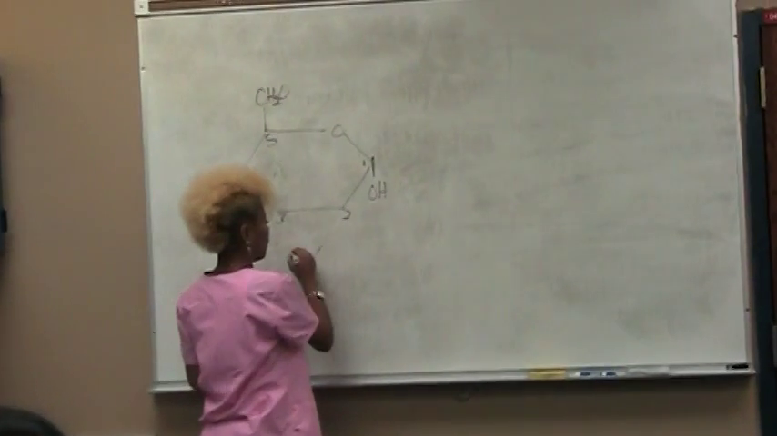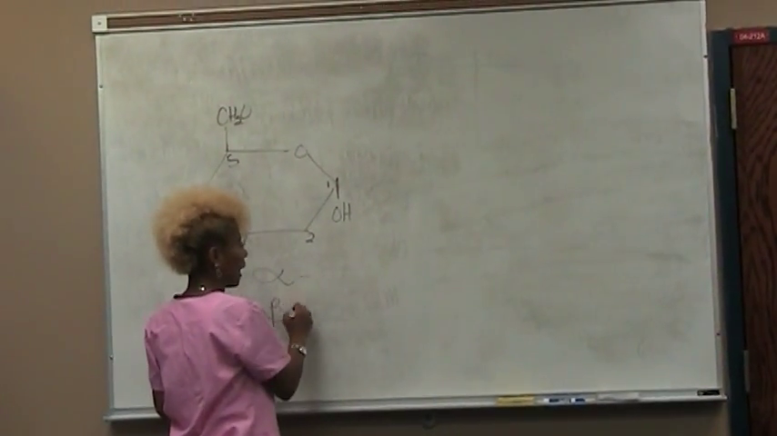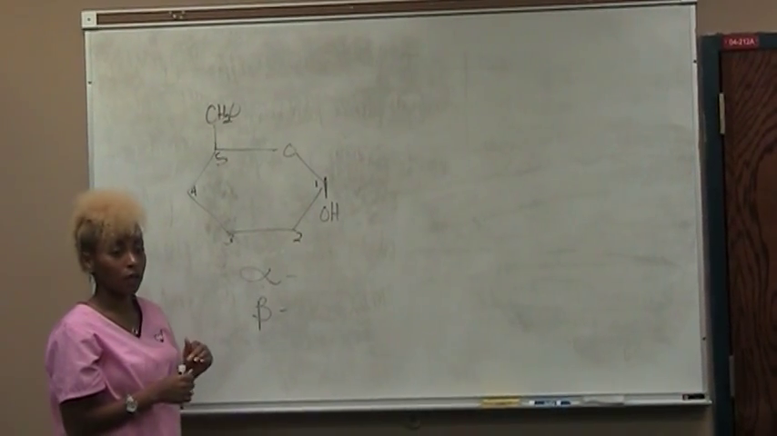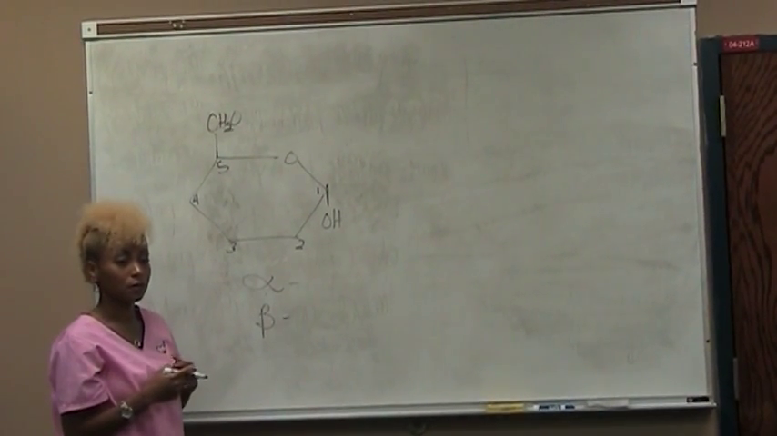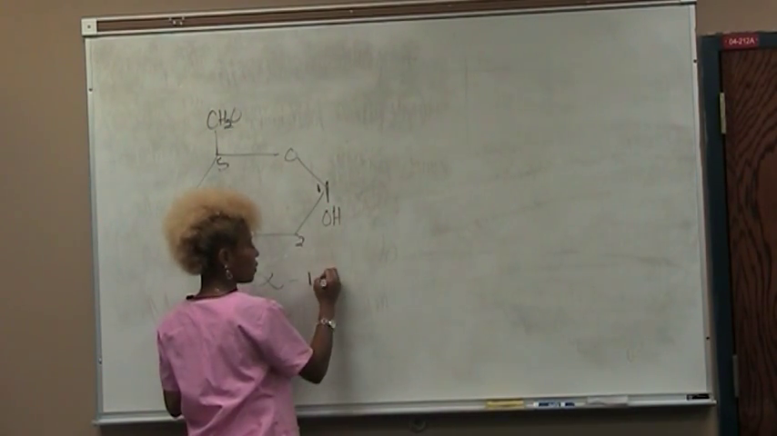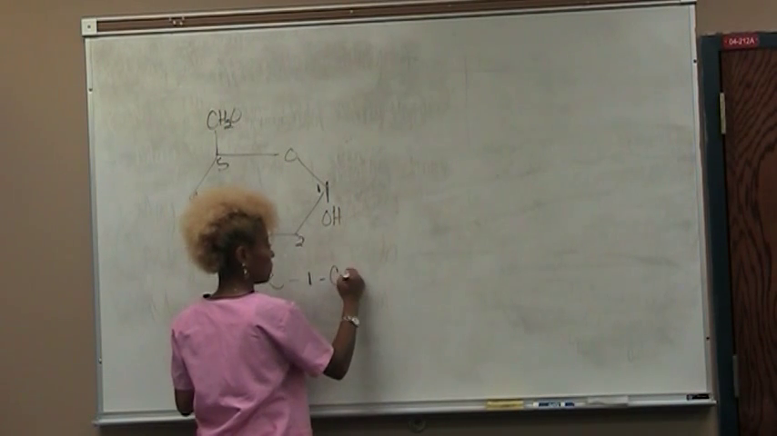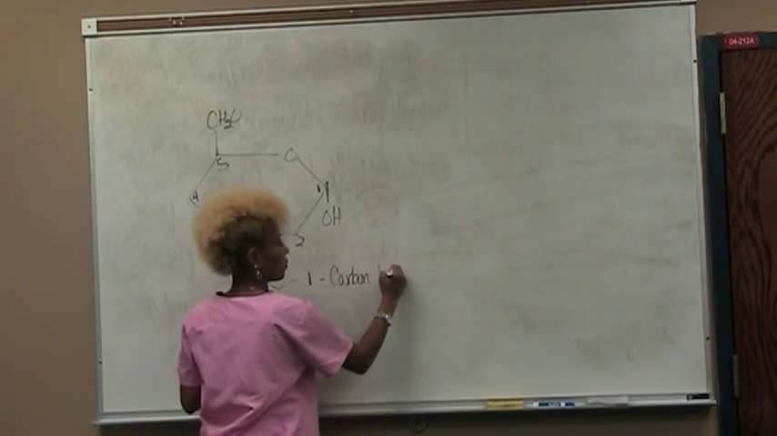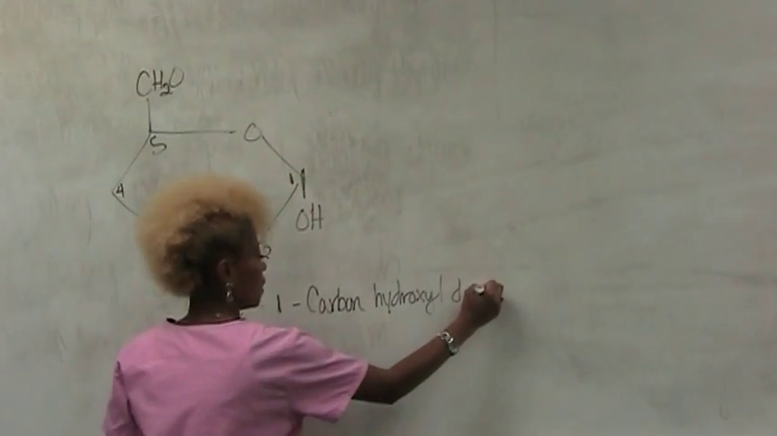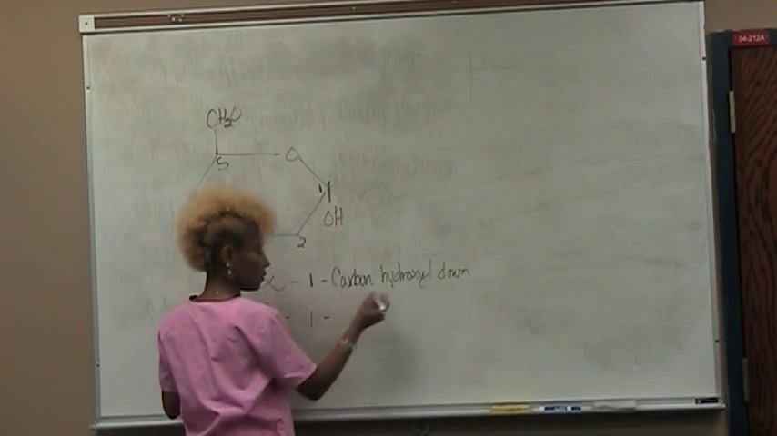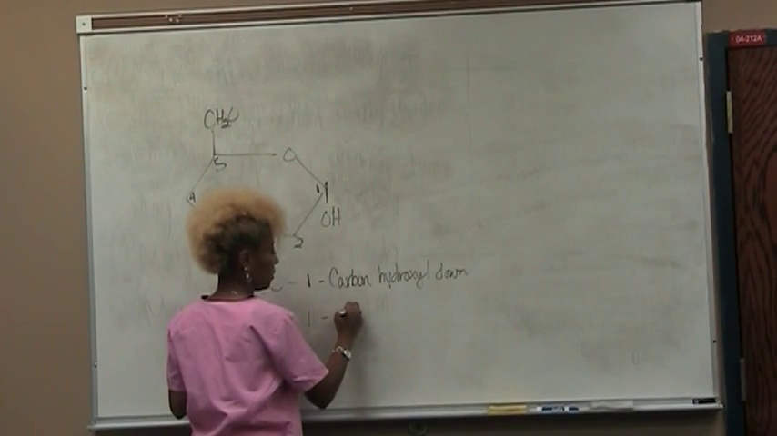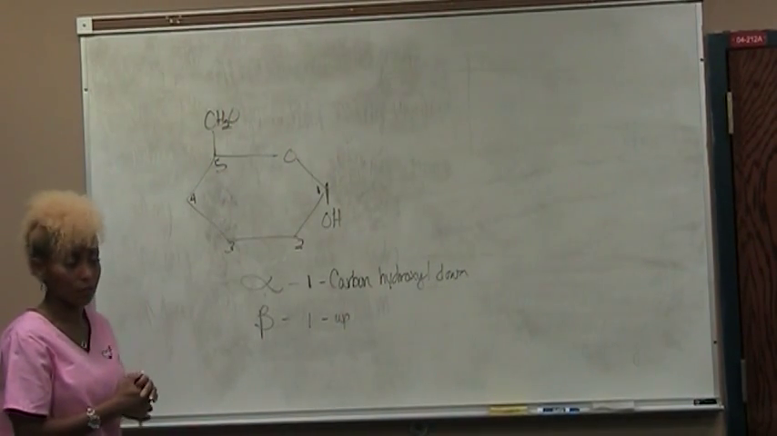Remember the way that you can tell if it's alpha or beta? If it's going up or down. So which one is up and which one is down? Alpha is down. So alpha, remember, on carbon 1, the hydroxyl group will be facing down. So it would be the opposite for beta. It will be facing up, just as a review, just so you guys can review. All right?